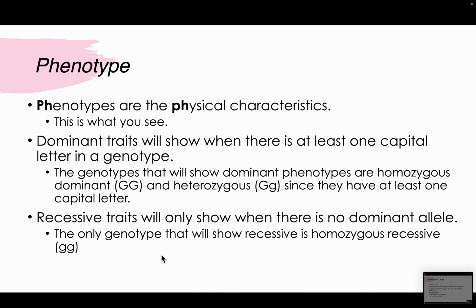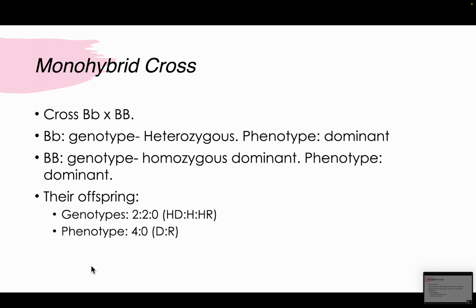Recessive traits, on the other hand, will only show if there is no dominant allele, like I said earlier. The only genotype that can show recessive is homozygous recessive, which in this case would be little g, little g. So if I go back to this individual, if you did the Punnett square out for this, no individuals can have two lowercase letters. So when I write this phenotypically, my ratio is dominant to recessive.